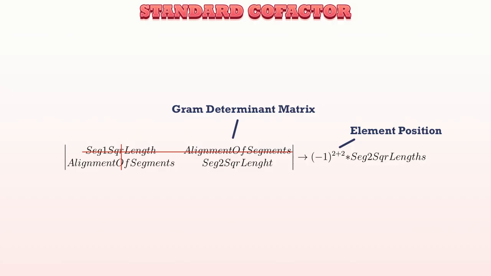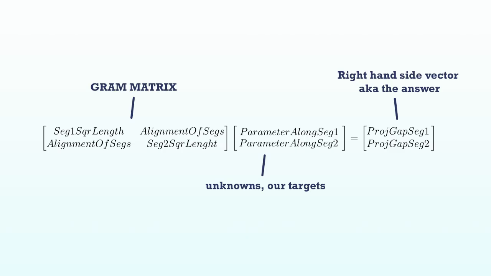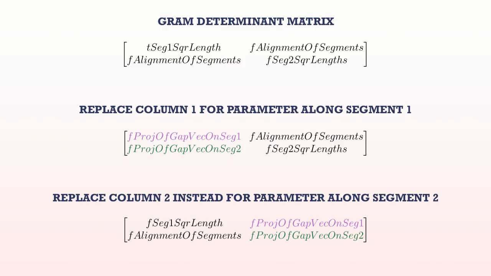Under Cramer's rule, we solve for the unknowns, which are the parameters along each segment in our case, by replacing columns of the coefficient matrix, the gram matrix in our example, with a right-hand side vector. The right-hand side vector is a column containing the values from the equations our unknowns must satisfy. In our system, the right-hand vector is comprised of the projections of the gap vector onto each infinite line. Replacing the first column with the right-hand side vector and calculating the determinant of this matrix gives us the parameter along segment 1, while replacing the second column gives us the parameter along segment 2.